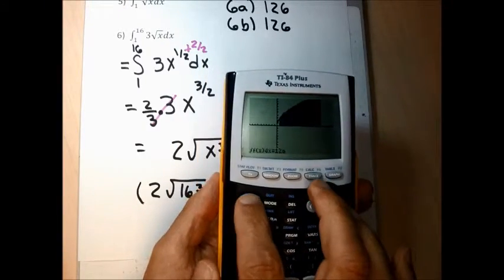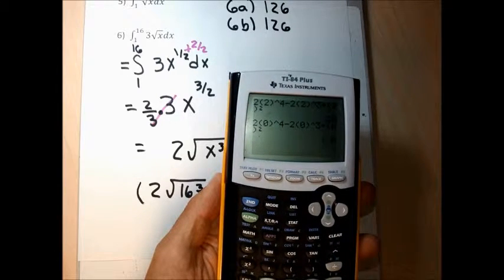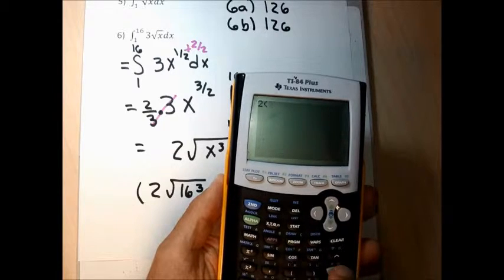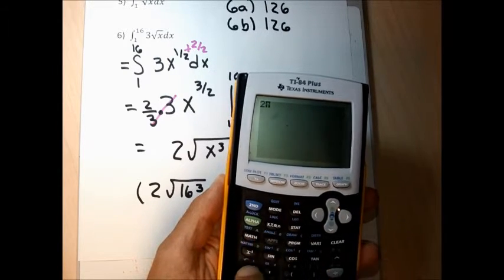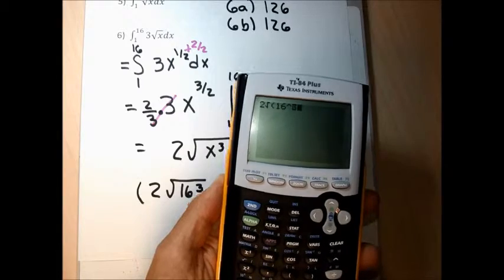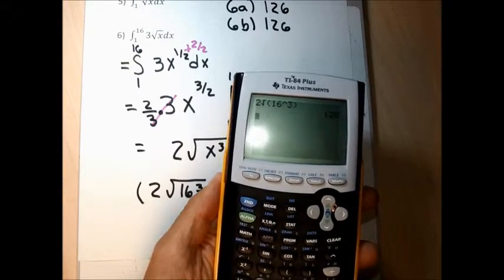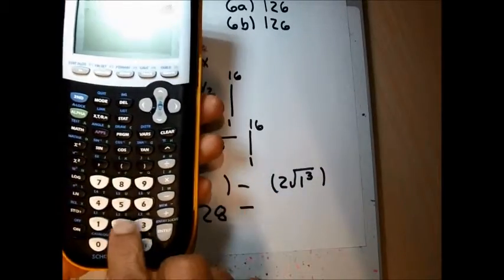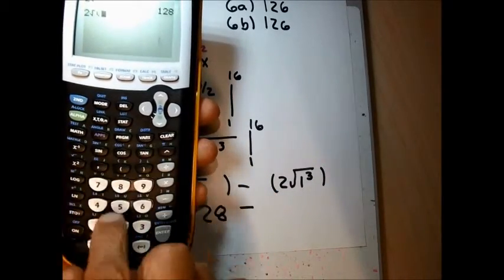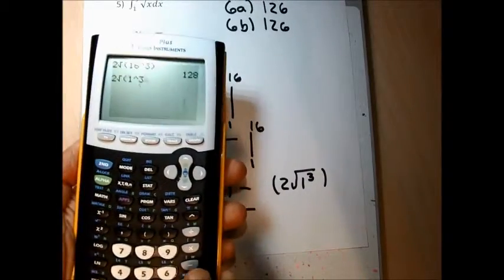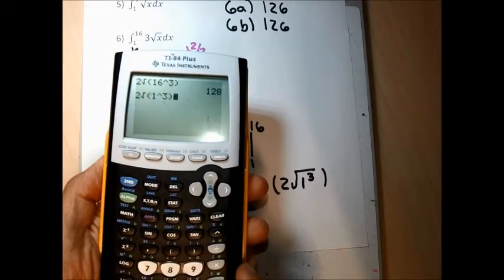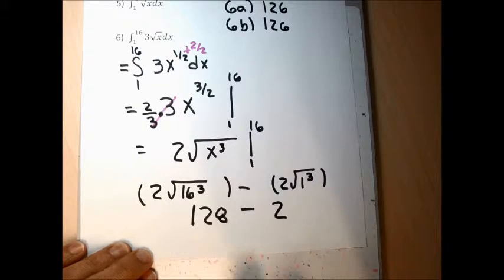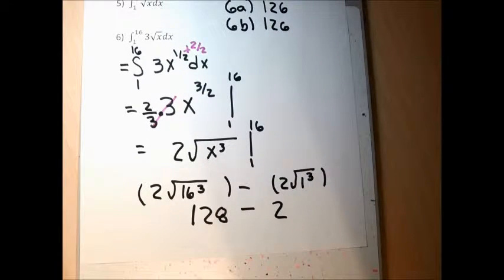So on my calculator, I go back to my main screen, and I need to do each parenthesis separately. I'm going to go 2 second square root 16 up arrow 3. Gives me the 128. And then I'll do this one, 2 second square root 1 up arrow 3. And you get 2. So this is what I'd need to see on a test to get full credit, and there's the 126 that comes up.